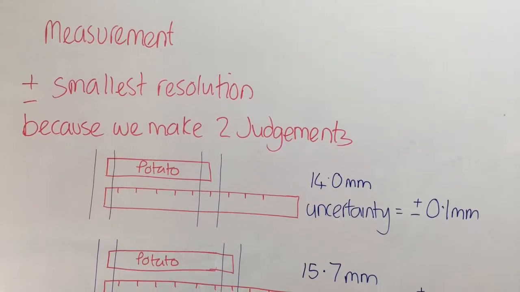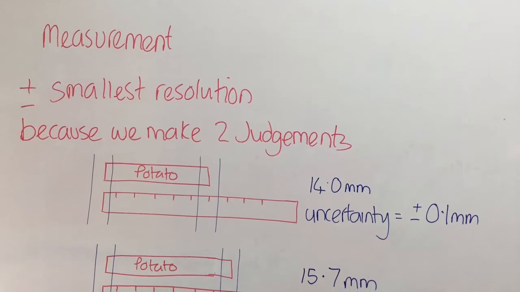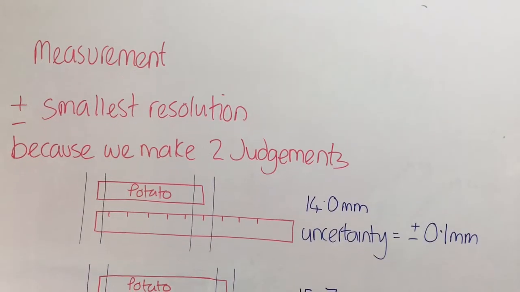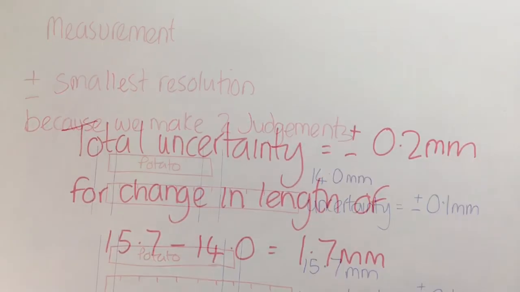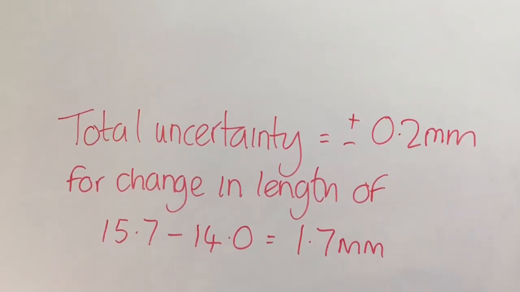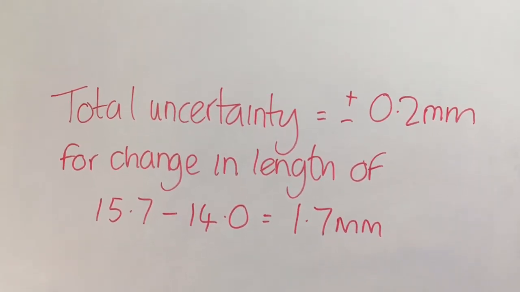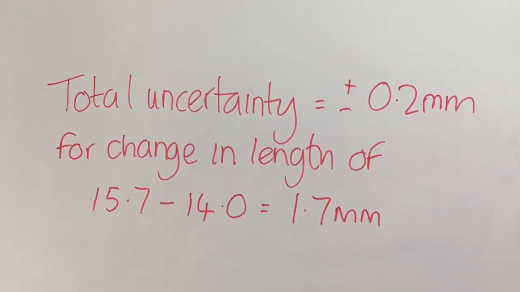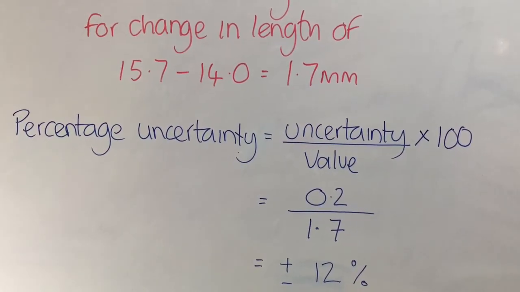And so we've done this twice, when we measured it before and when we measured it afterwards. In fact, it's like we've got 4 times the uncertainty. The question wants us to work out the percentage uncertainty. So we use our uncertainty, which is 0.2. We divide it by our value, which was our change, which was 1.7. And then, of course, our answer is plus or minus 12%.